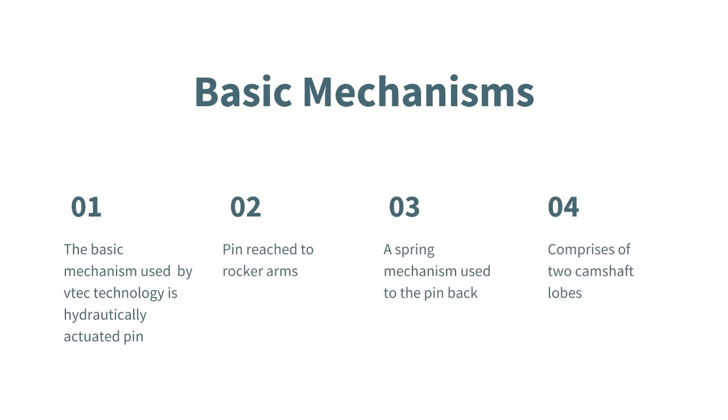So first things first, the basic mechanisms used by VTEC technology are: the first one is a hydraulically actuated pin, and the second one is a pin reaching to the rocker arm. The third one is a spring mechanism used to push the pin back, and the last one comprises two camshaft lobes.